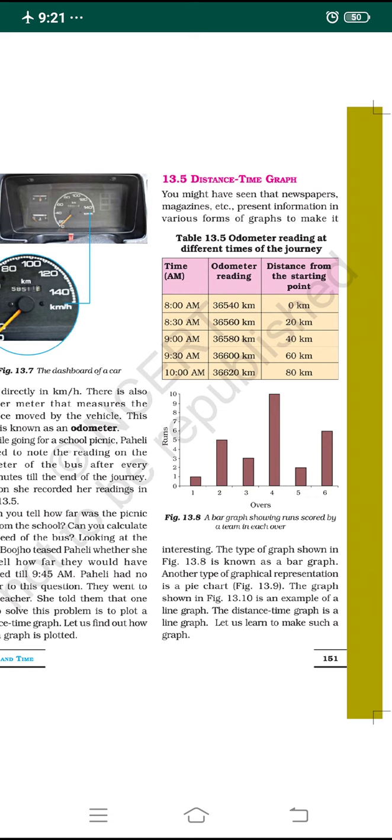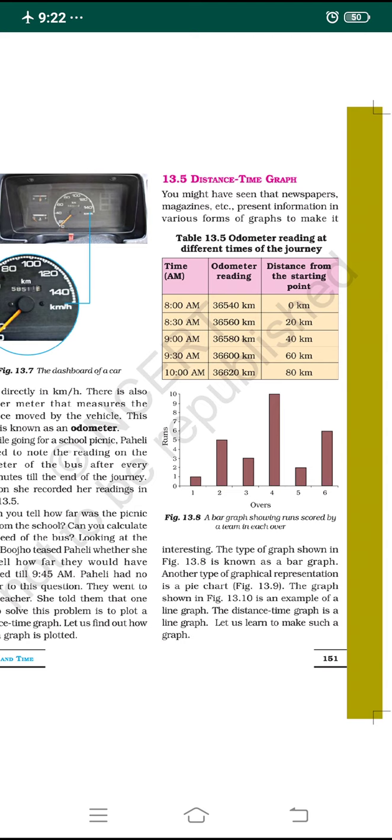The graph shown in figure 13.10 is an example of a line graph. So there are three types. One is the bar graph method, another is the pie chart method, and the third type of graphical representation is known as the line graph. The distance time graph is a line graph. We can show the distance time graph better using a line graph. So let us learn to make such a line graph for this activity.